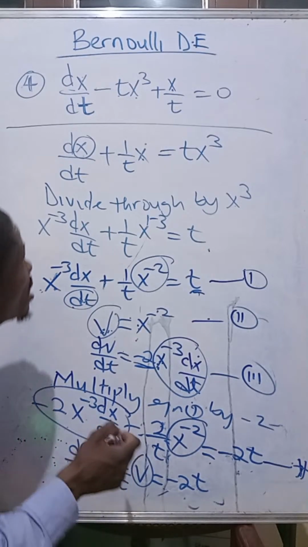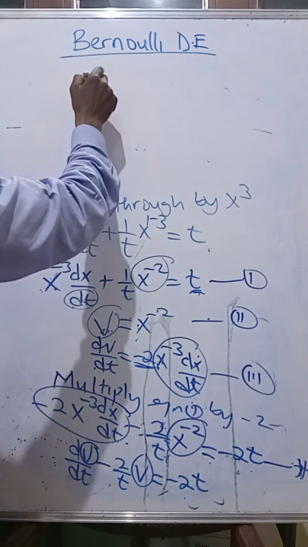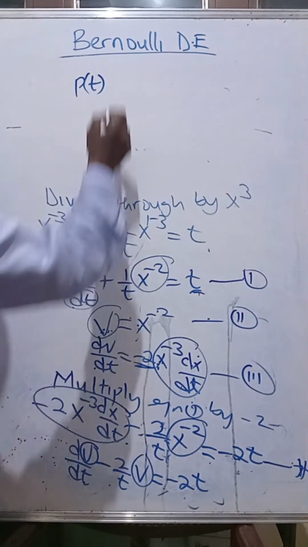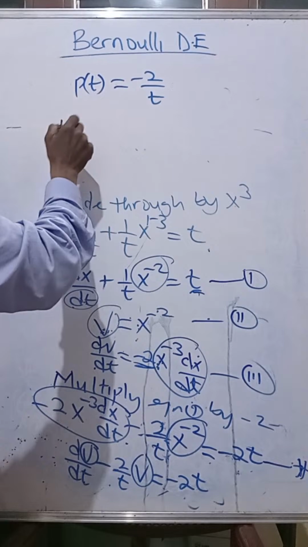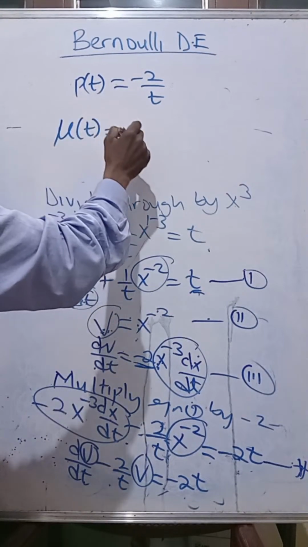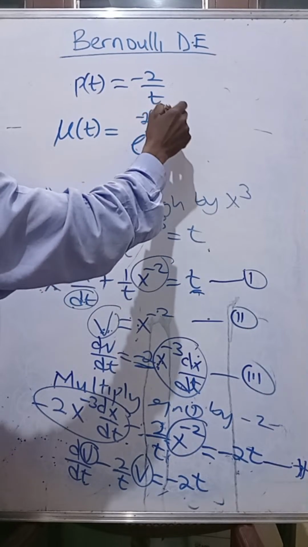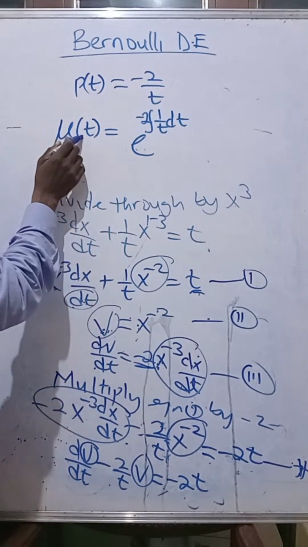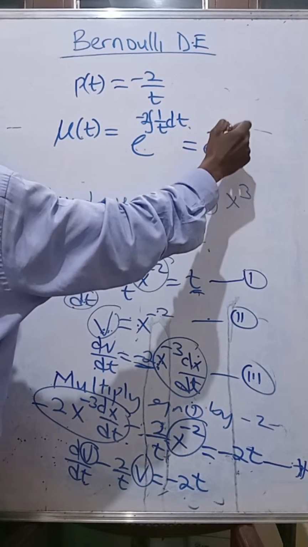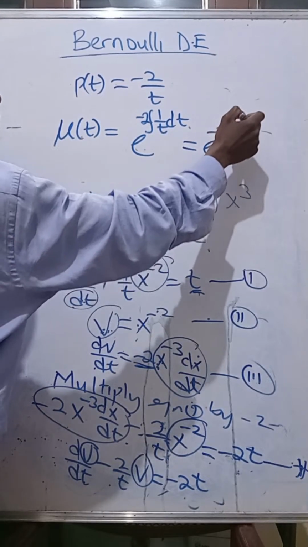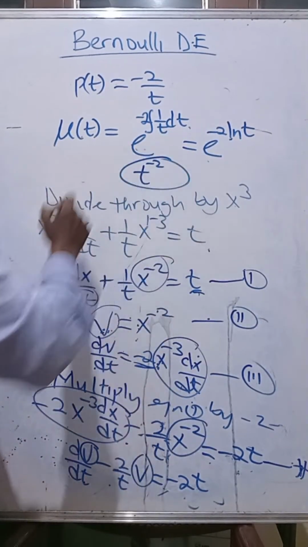So we now have p of t, because our function is a function of t, equal to minus 2 over t. Then you can now write your integral factor as a function of t, and that will be e to power the integral of minus 2 times 1 over t. If the function is x, that will be the x, and this will give us the integral of minus 2 ln natural logarithm of t. That will give us t to power minus 2 as the integral factor.